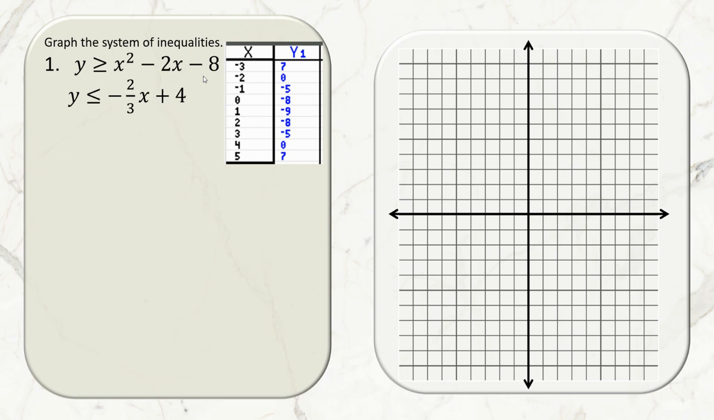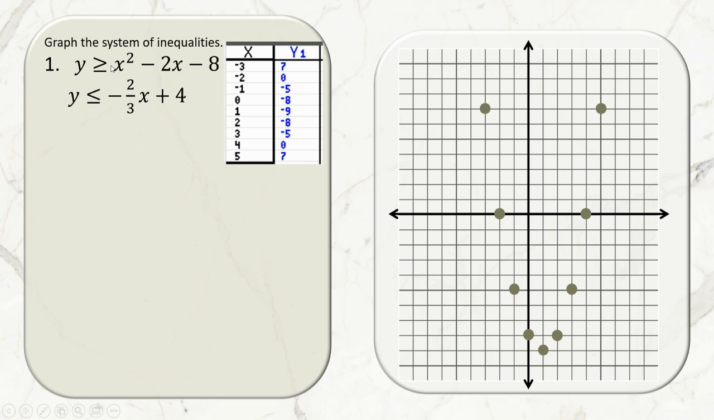Okay. So this table here is what's generated from that process that we went through last section after putting our x squared minus 2x minus 8 into our calculator. We can plot some points off that table. There's the point negative 3, 7. There's negative 2, 0. There's negative 1, negative 5, 0, negative 8, 1, negative 9, 2, negative 8. And as we can see, our parabola shape starts to form here.